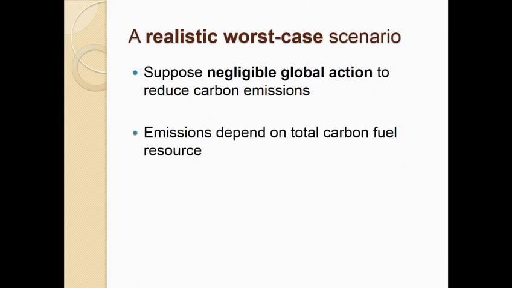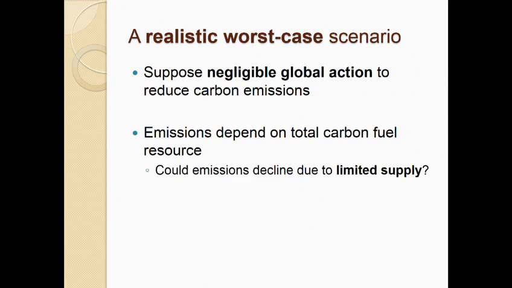In that instance then, the emissions are going to depend on the total carbon resource. If we're not doing anything at all about deliberately reducing our emissions, then they will depend on the total carbon fuel resource. And so the question becomes, could we reach this sort of, some of you might have heard of peak oil, peak coal, peak gas, peak fossil fuels? Could we hit that, and then could that limit our emissions in any significant way?